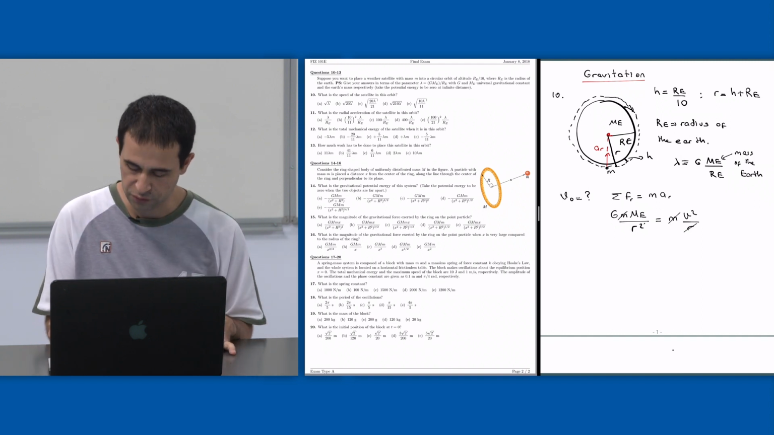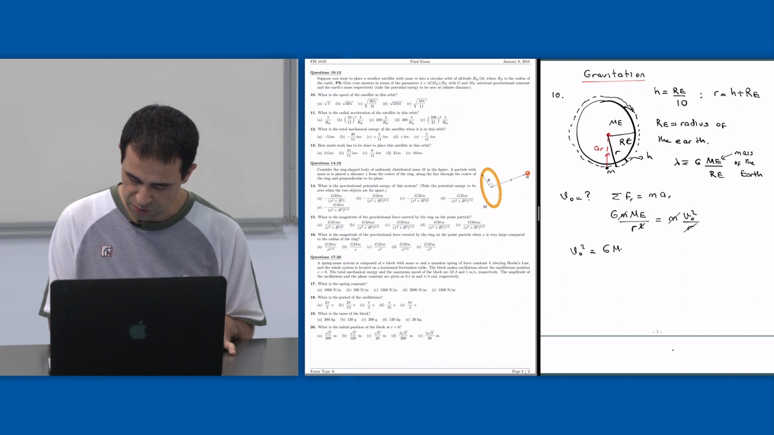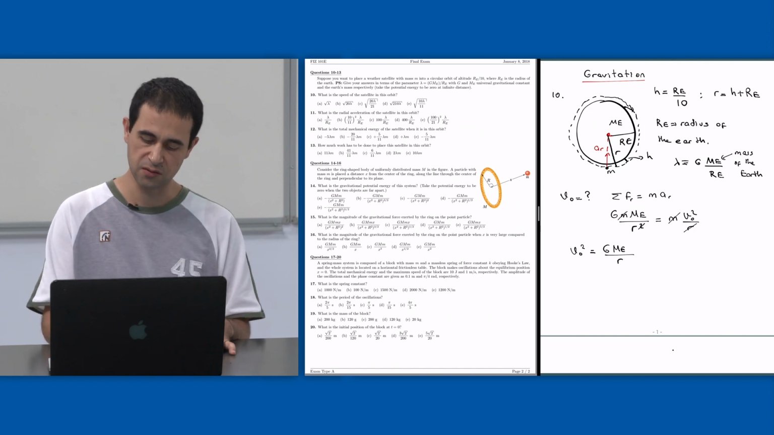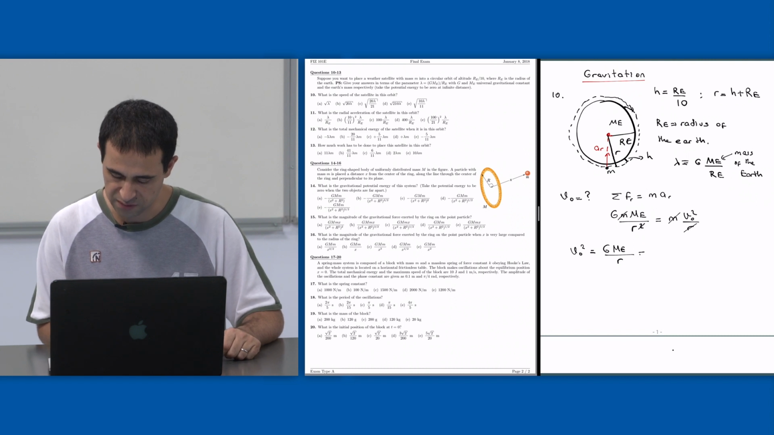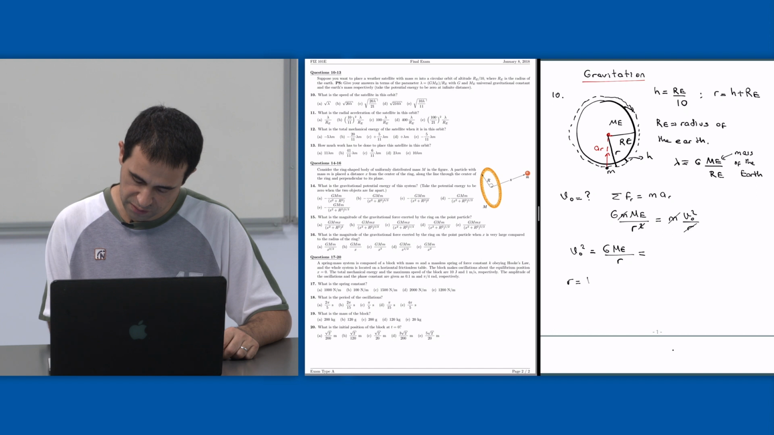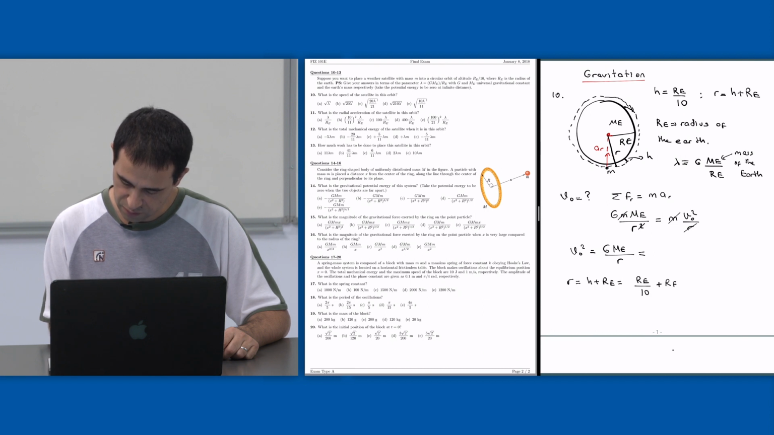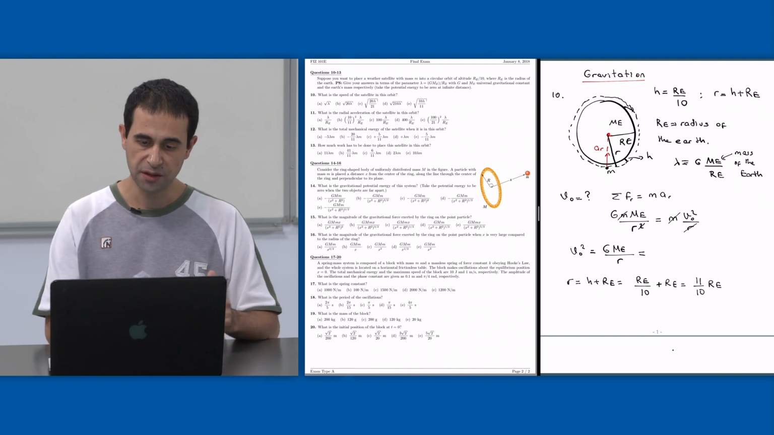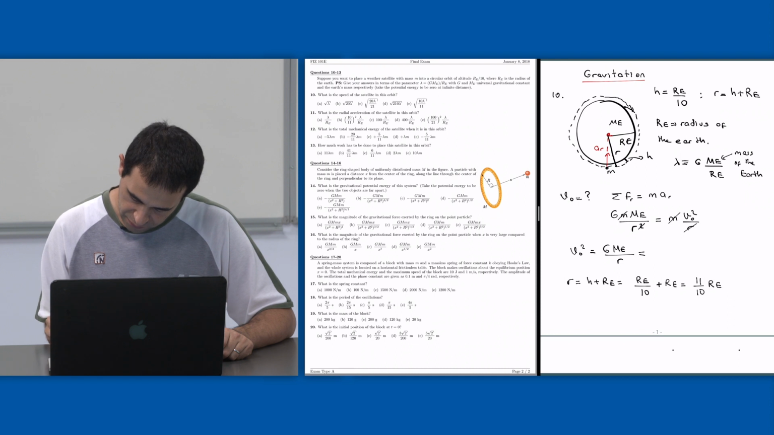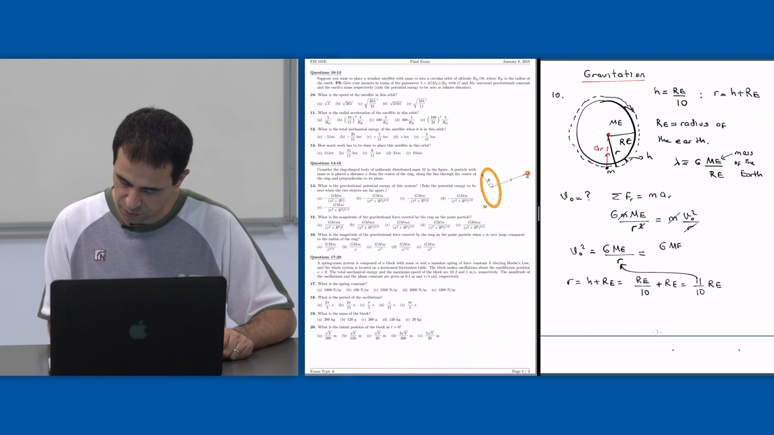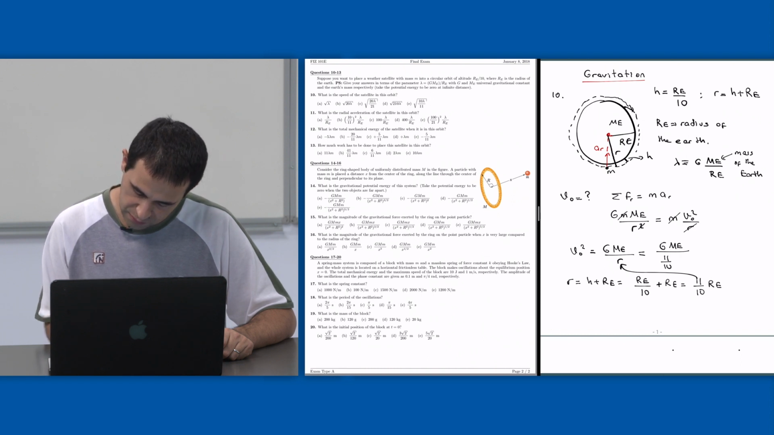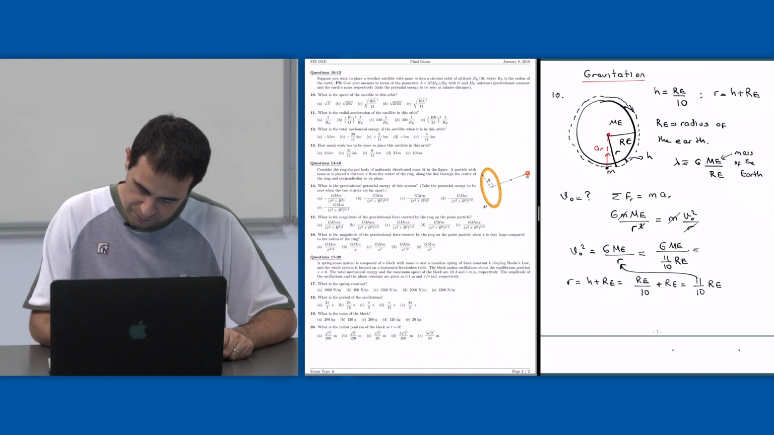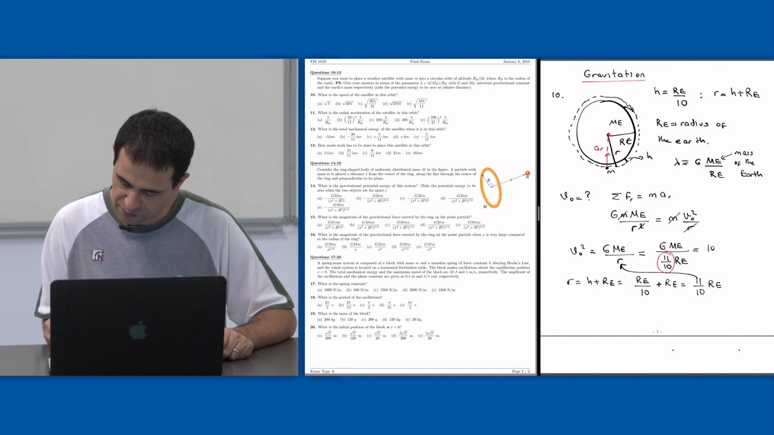Now we have an equation only for the orbital velocity VO. VO squared is equal to G times the mass of the Earth divided by the radial distance between the center of the Earth and the satellite. Note that R is H plus RE, and H is RE divided by 10, so R is equal to 11 over 10 times RE. Now we can plug that R value in. That's G times the mass of the Earth divided by 11 over 10 times RE, and the 11 over 10 goes to the denominator, giving 10 over 11 times G mass of the Earth divided by the radius of the Earth.